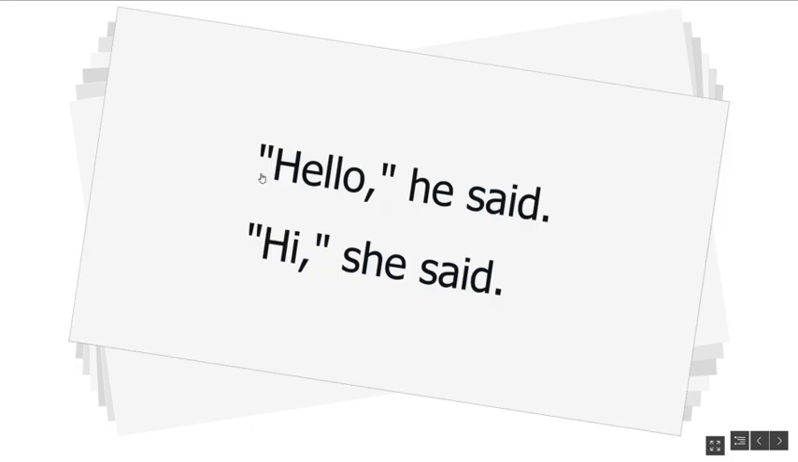Also, if you're having two characters that are speaking to each other, you need to make sure that their dialogue is on two separate lines. So, "Hello," he said. Enter. "Hi," she said. So just make sure that you have the proper formatting there. It's really simple, but again, if you're having some issues, you're not quite sure, take a look at your favorite writer and see what they are doing with their dialogue.